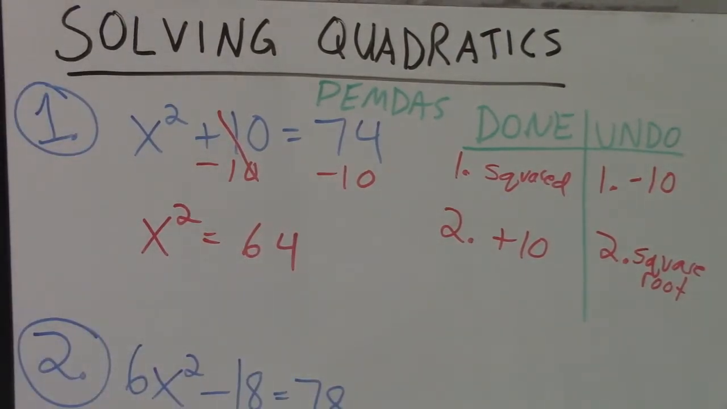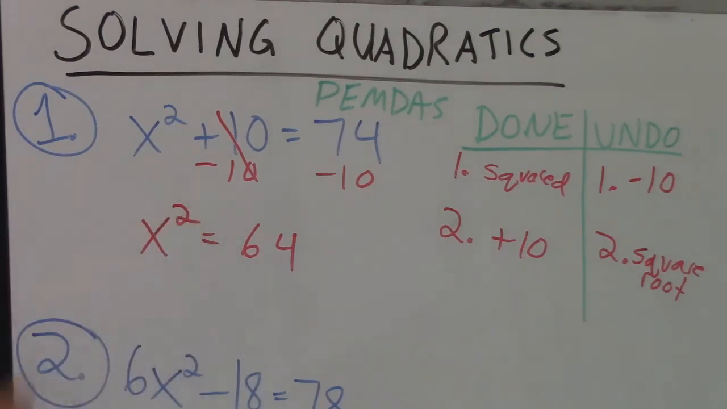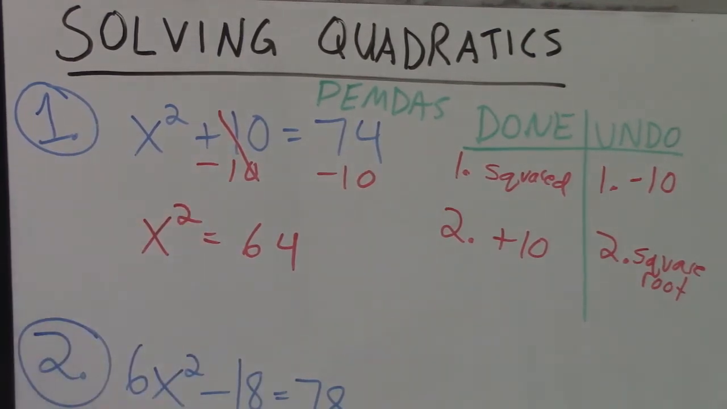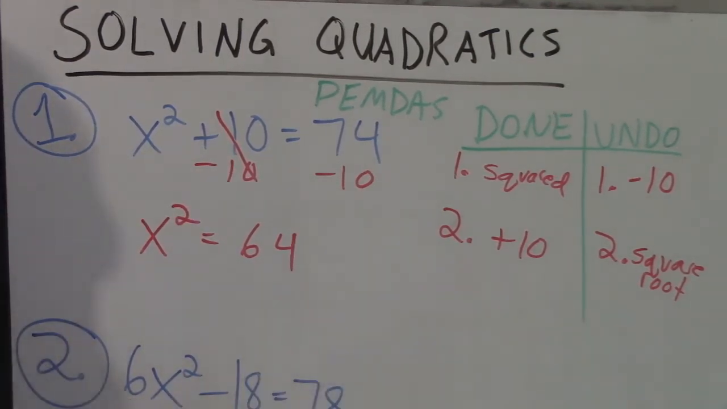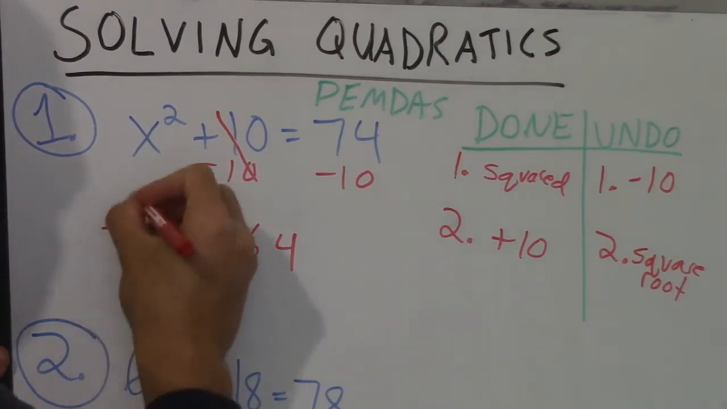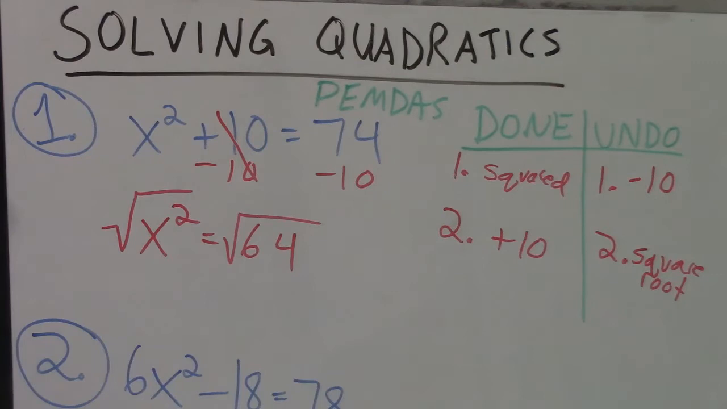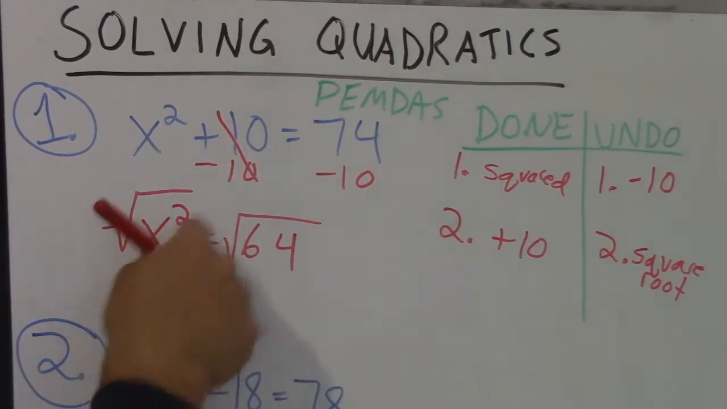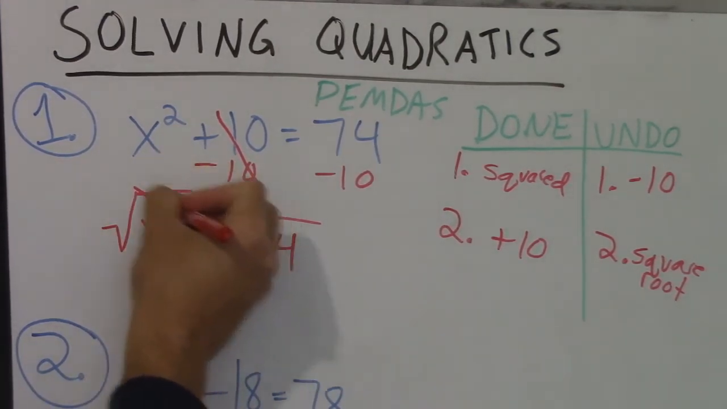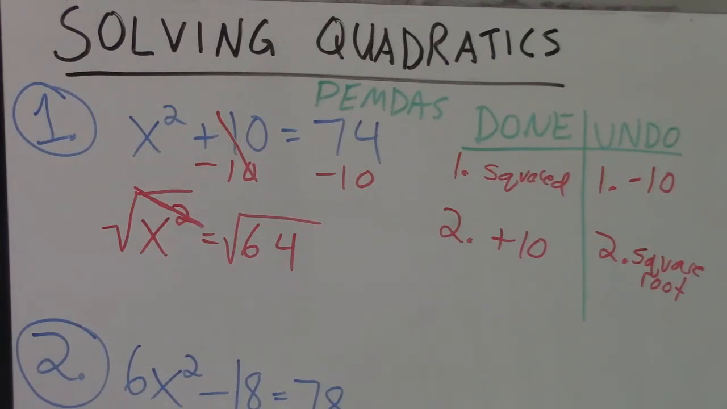So I'm not done because x isn't isolated. I still have the exponent of 2. So I have to undo that by using the square root. So I'm going to take the square root of both sides. What I do to one side, I have to do to the other side. Now this inverse operation means it's going to undo the square. So what I'm left with is just x.